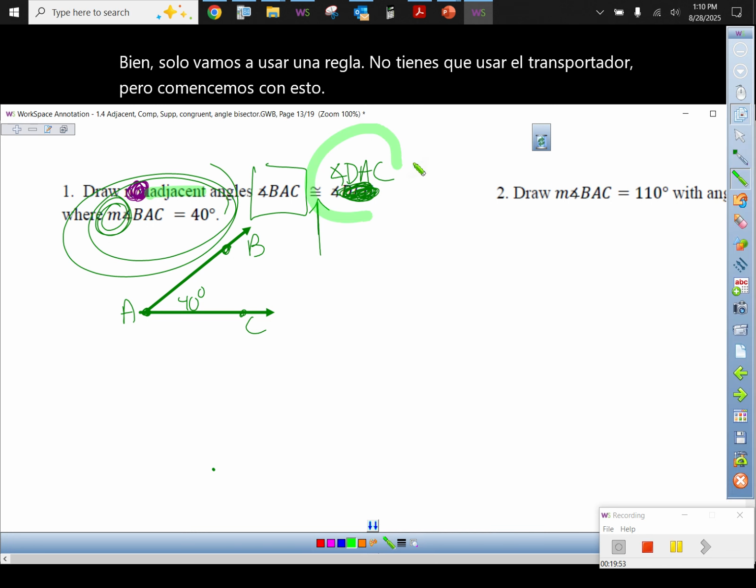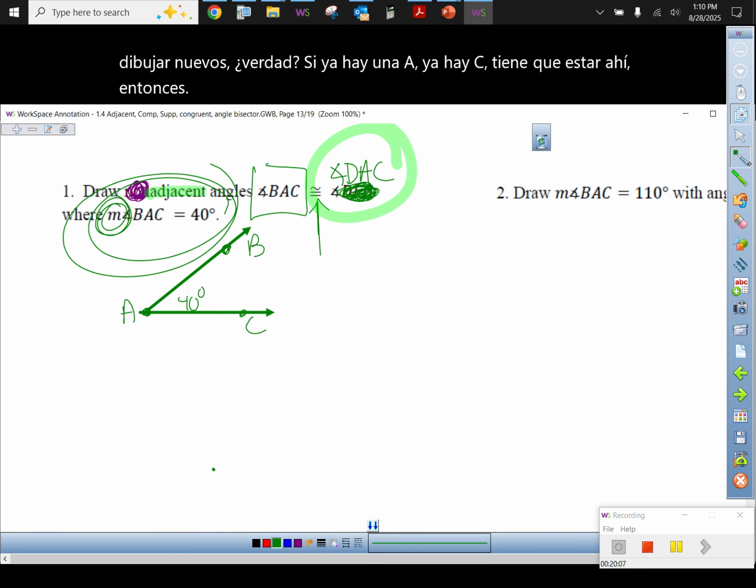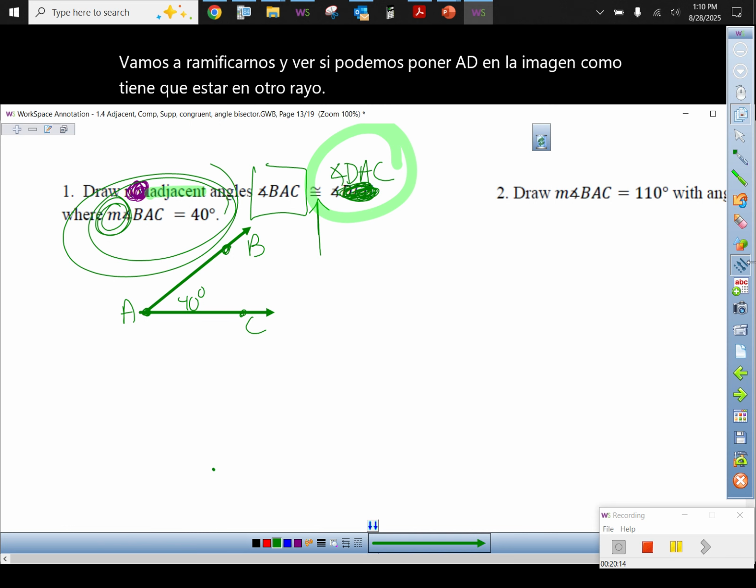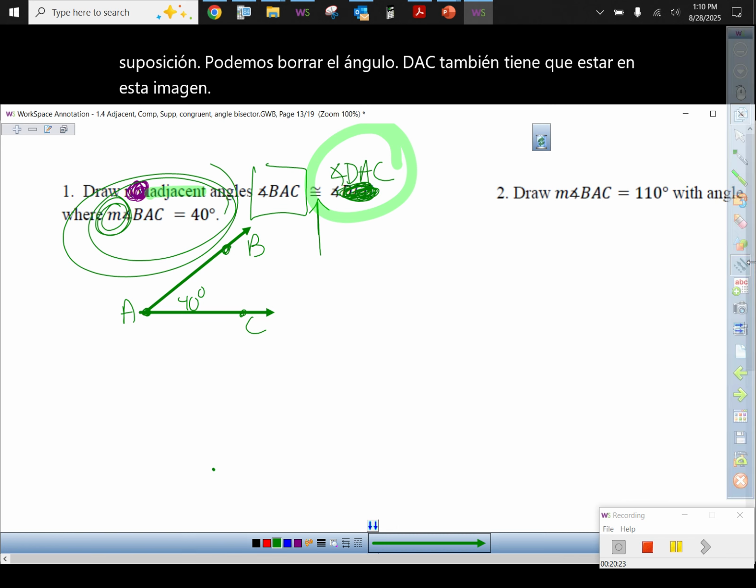But here's the real problem. What's the name of our new angle? D-A-C. Is there an A in my picture already and a C in my picture already? So you can't draw new ones. If there's already an A and a C, they've got to be there. So let's branch off and see if we can put a D in the picture. It's got to be on another ray, and it's got to measure 40 degrees. So give it a shot. If you're not sure, take a wild guess. We can erase. Angle DAC has to be in this picture as well, and it's also got to be 40 degrees.